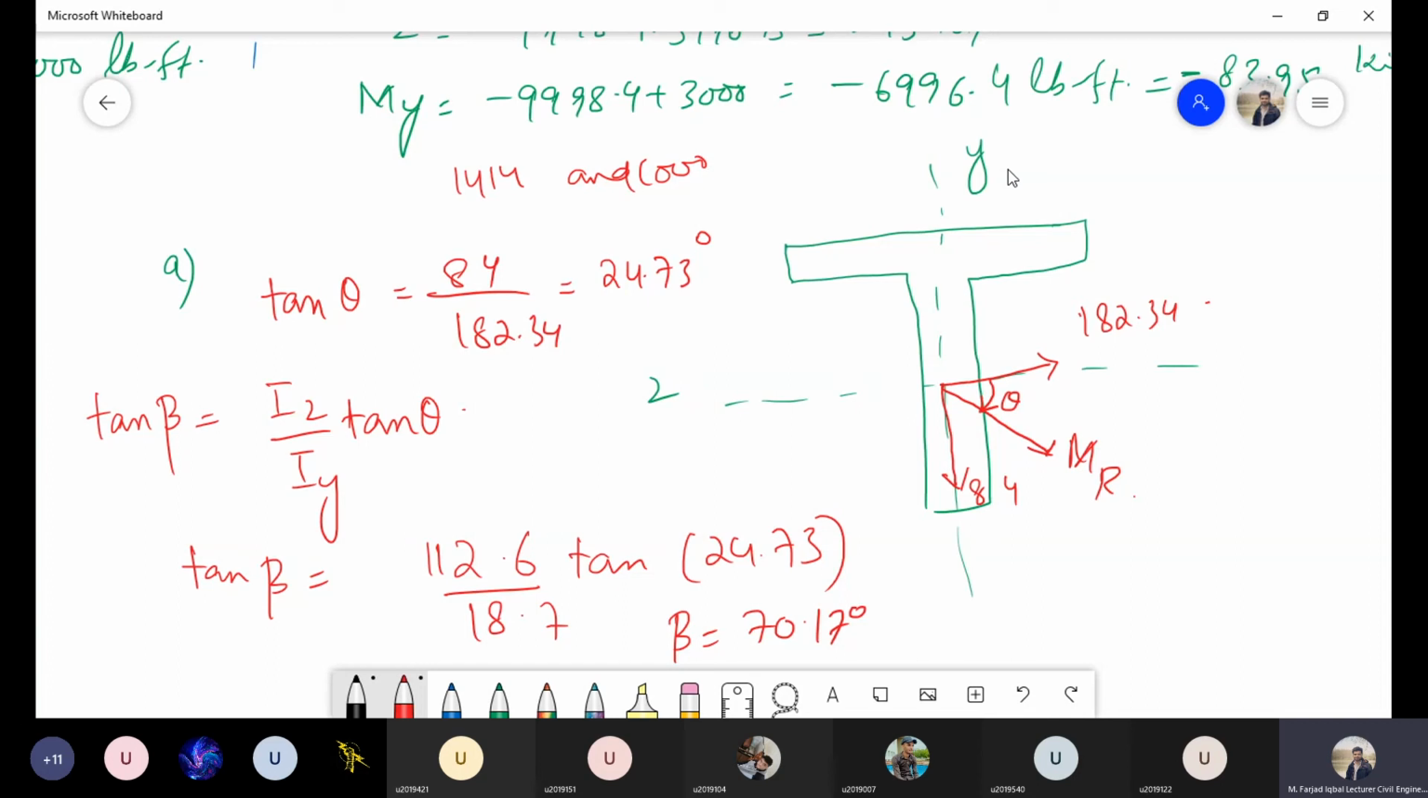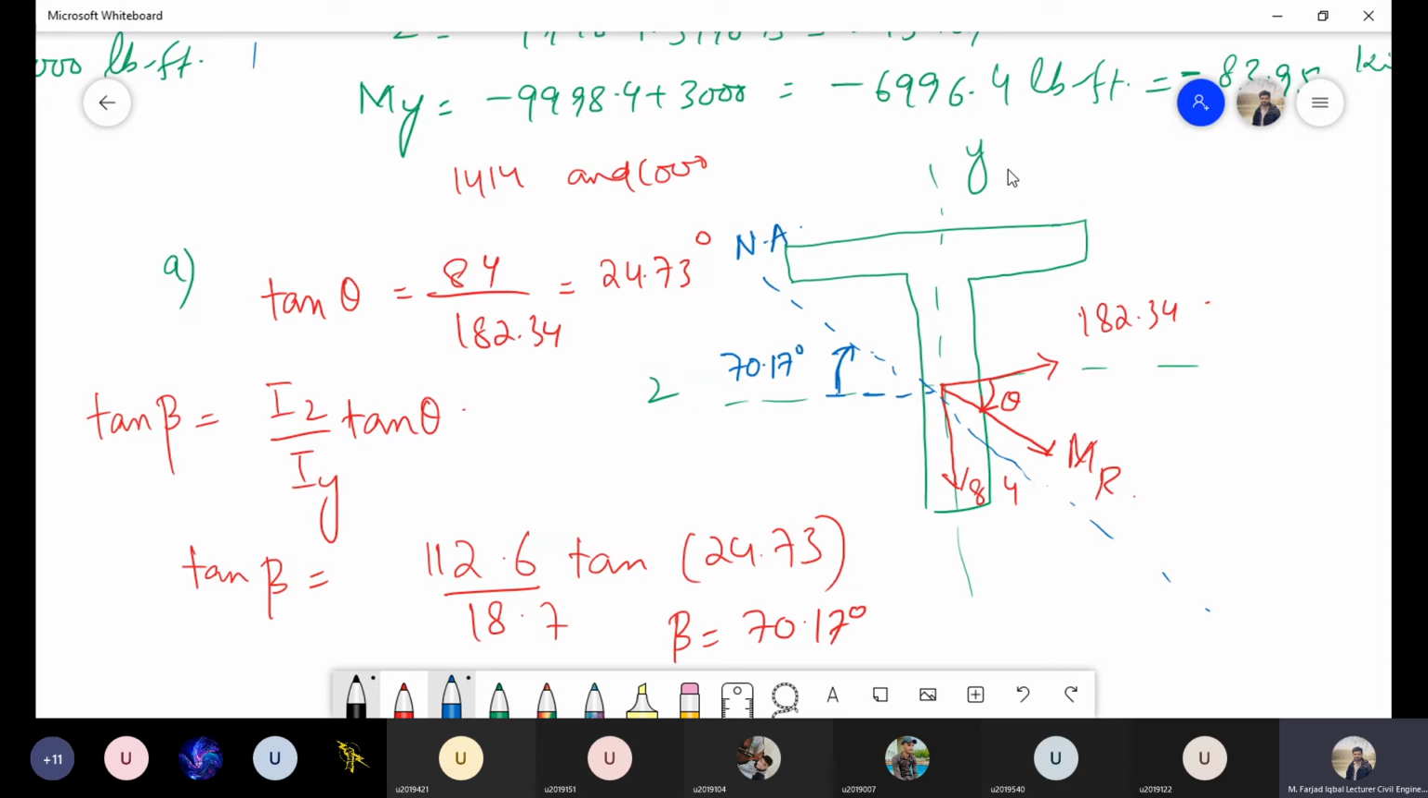Now where will I show this? Again, I know that this angle is 70.17 with a positive sign. So that means this neutral axis will be somewhere in the clockwise direction with respect to the horizontal principal axis. So this is the horizontal principal axis, and from here I have to move clockwise 70.17 degrees, and this will be my neutral axis. So this is the first part that we have solved for this question.